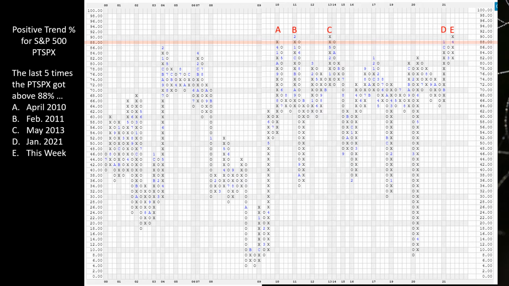On all the previous times the positive trend has crossed 90%, not once has it stayed there for over a month. The positive trend chart has exceeded 88% 4 times since 2000, not including this last surge. These occurred in April 2010, February 2011, May 2013, and January of this year, and now again this week.